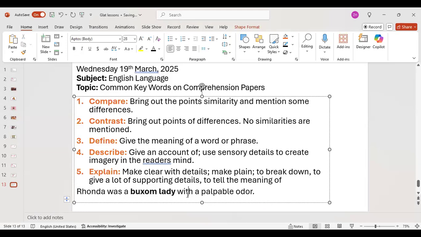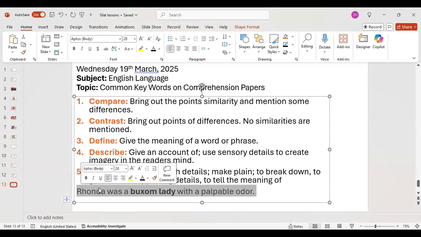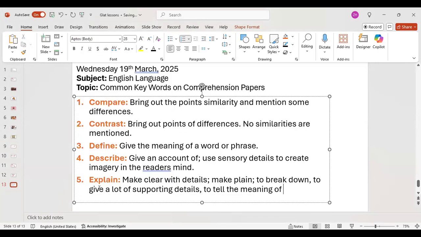So if I say explain this, you can say, this means that Rhonda is a plump, full-figured lady who has an obvious or noticeable odor or bad scent. Okay? So you explain it. You tell me the meaning of the word. That's what it means to explain. You can't explain and not tell me what buxom, palpable, or odor means. So explain means to tell the meaning of, okay?